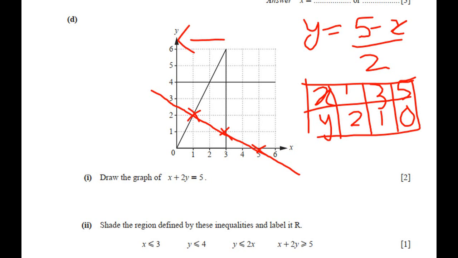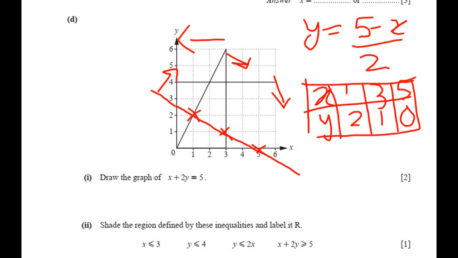Second line is y is equals to 4. We have to shade the region where y is less than 4, which means we have to shade below this line. And then y is equals to 2x is this tilted line, and we have to shade where y is less than or equal to 2x, which means we have to shade underneath this tilted line. So let's make an arrow over here. And then we have to shade x plus 2y greater than or equal to 5. Greater than means you have to shade over that line. So shade the region above that line. So I've made that arrow accordingly.